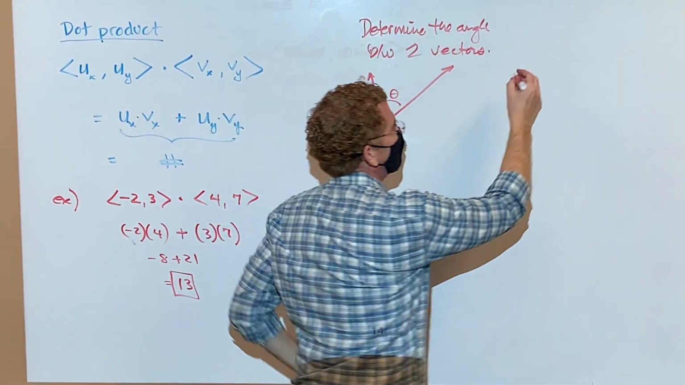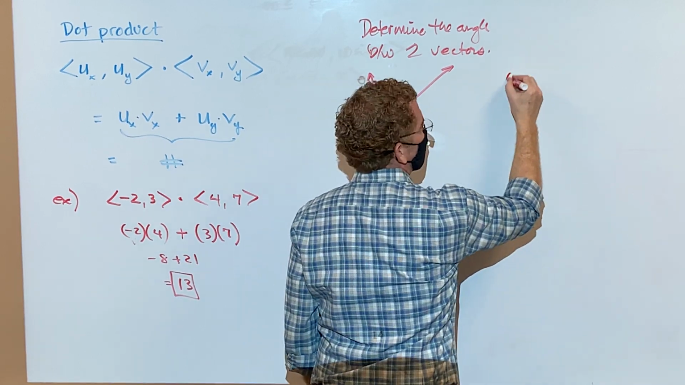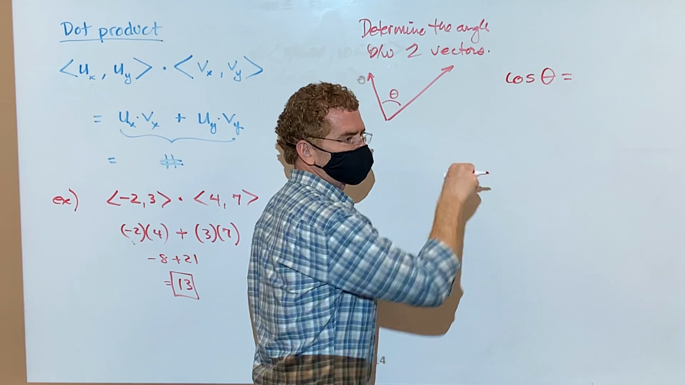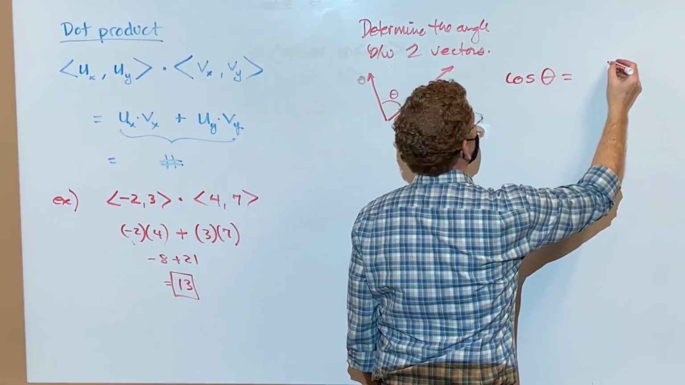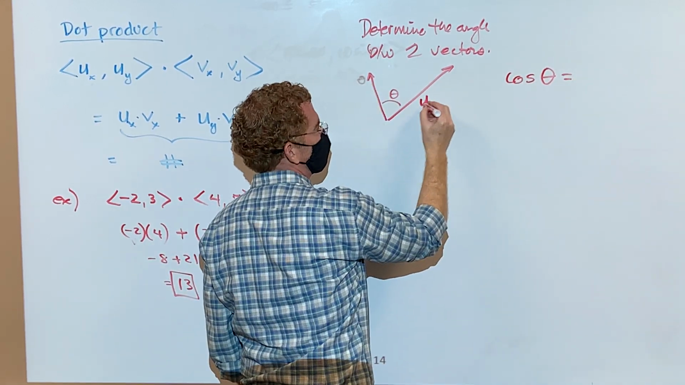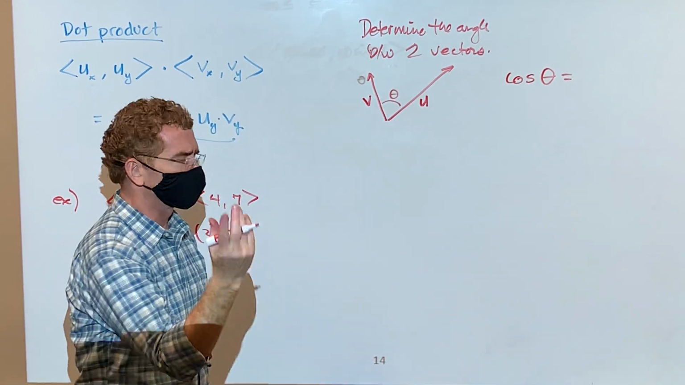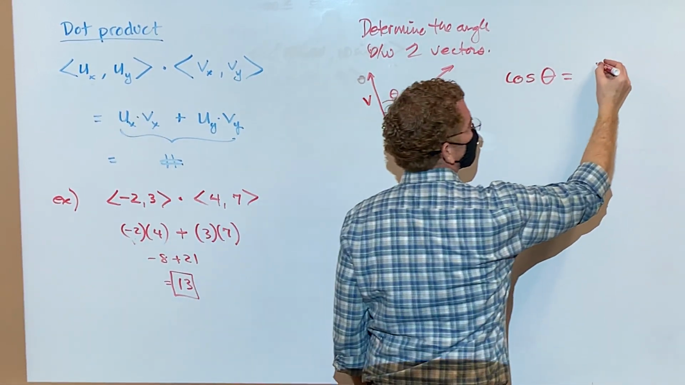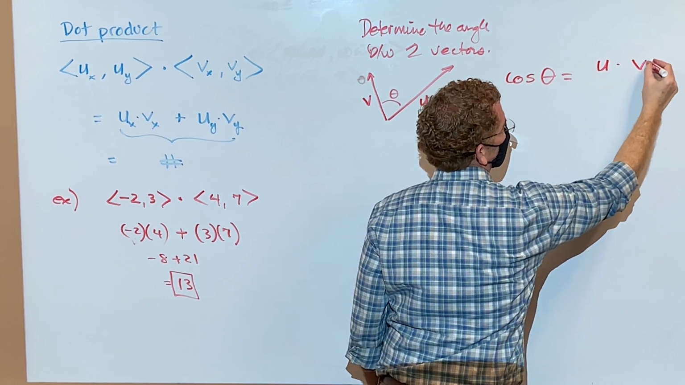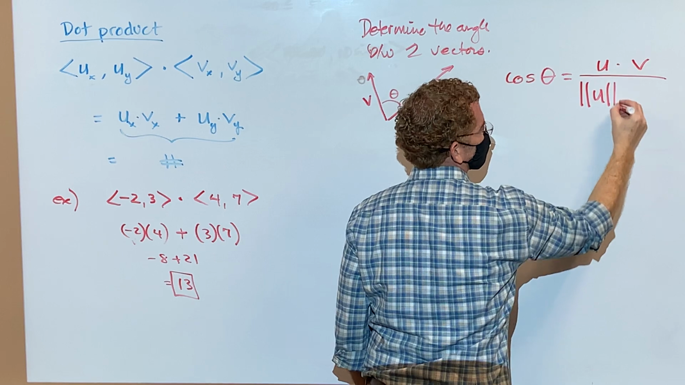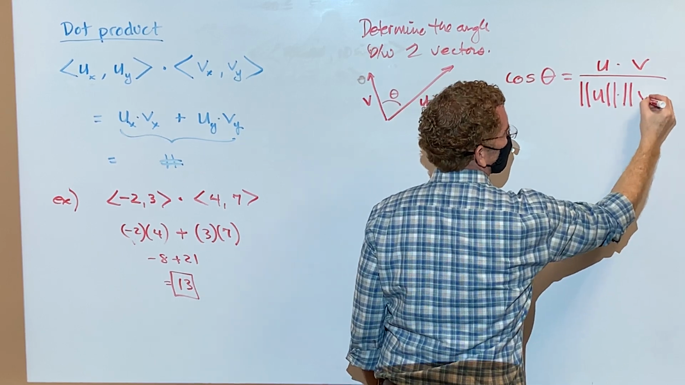And here's your formula. To find that angle, I'm going to take the cosine of the angle, and I'm going to set it equal to, if this was u and this was v, vectors u and v, or v and w, or whatever, I'm going to take the u vector and dot it with the v vector, and then I'm going to take the magnitude of the u vector times the magnitude of the v vector.